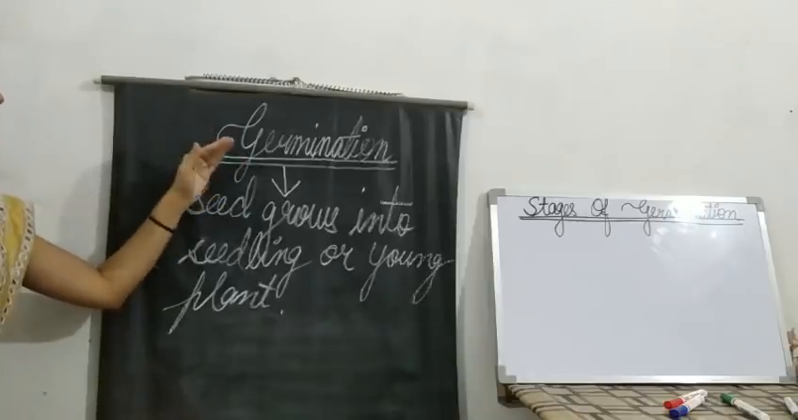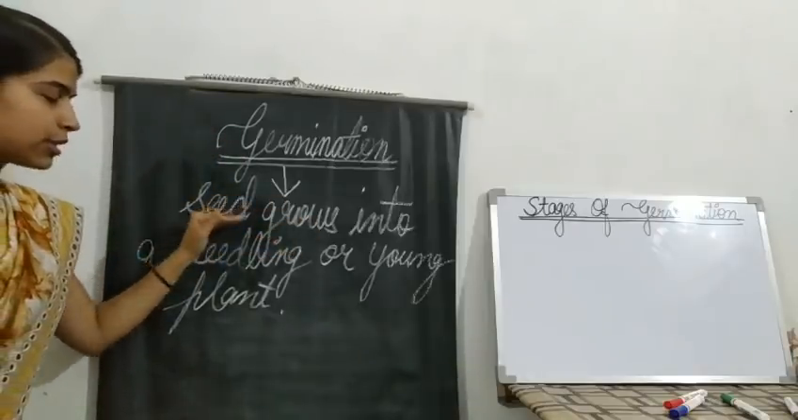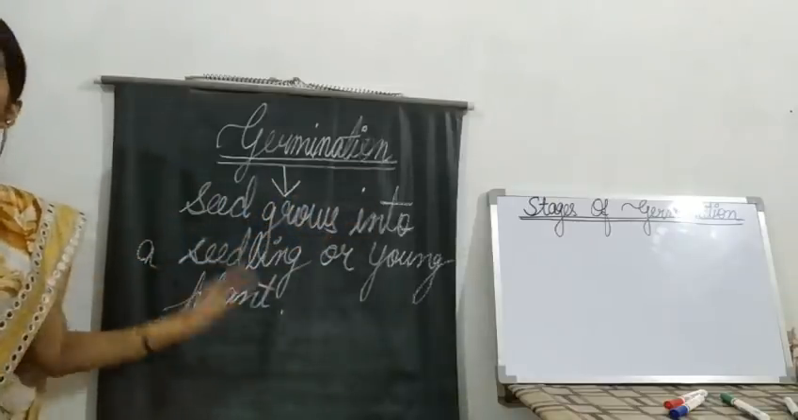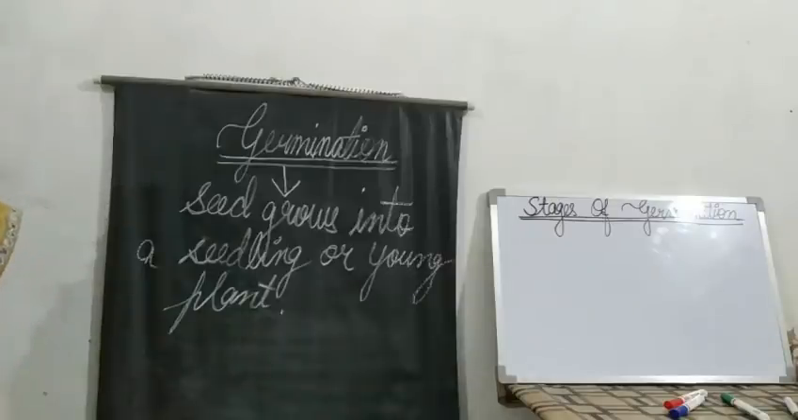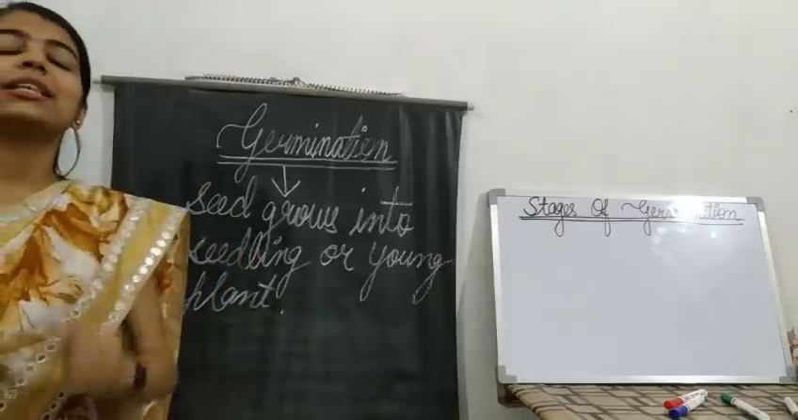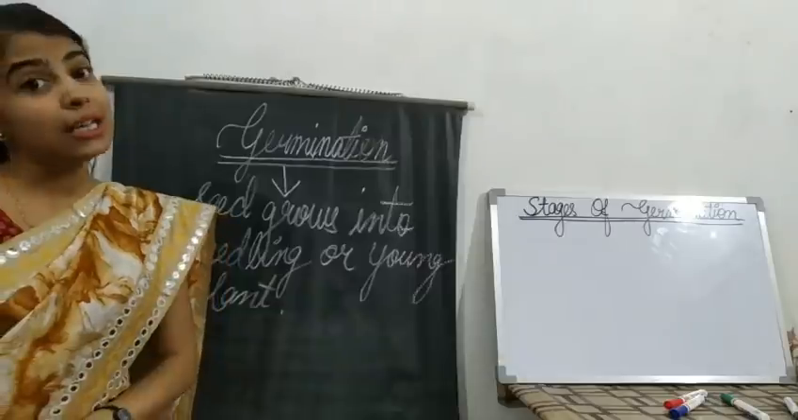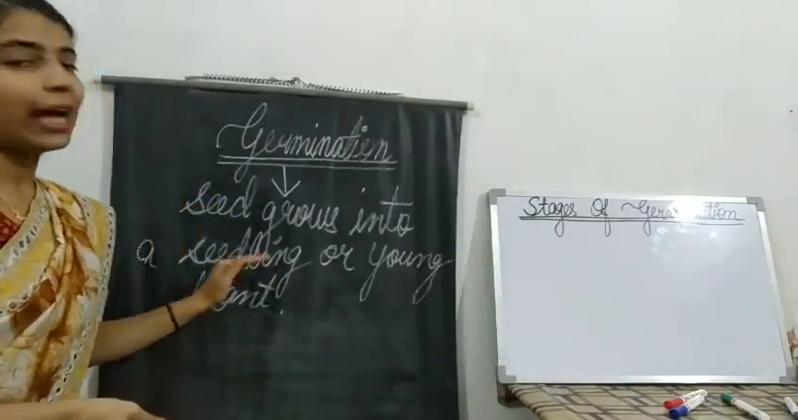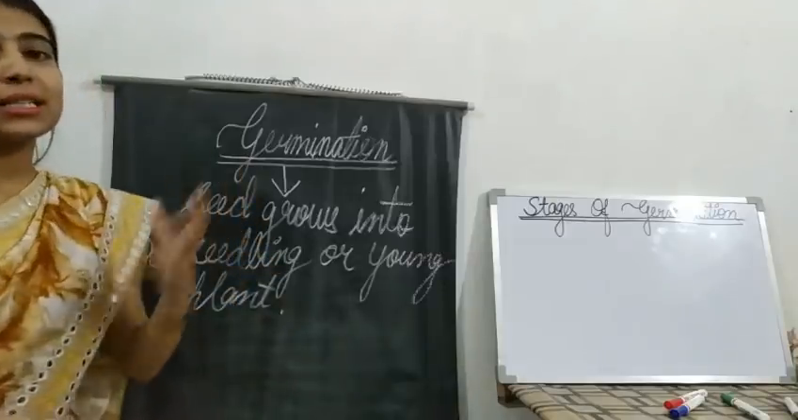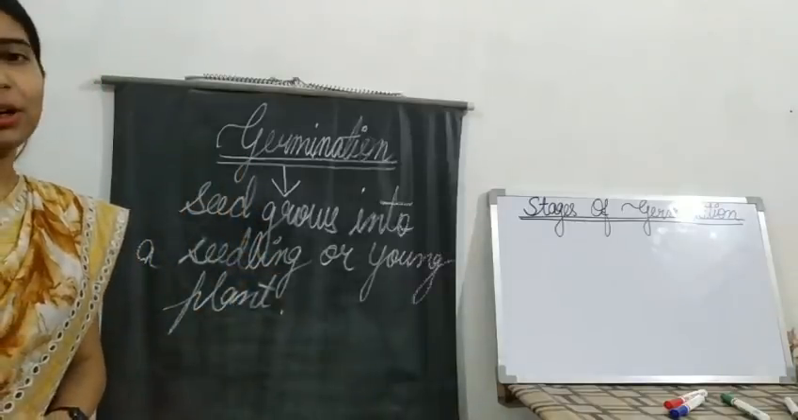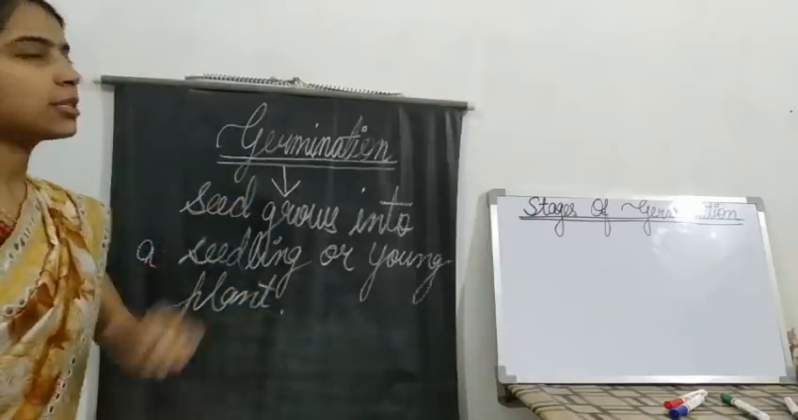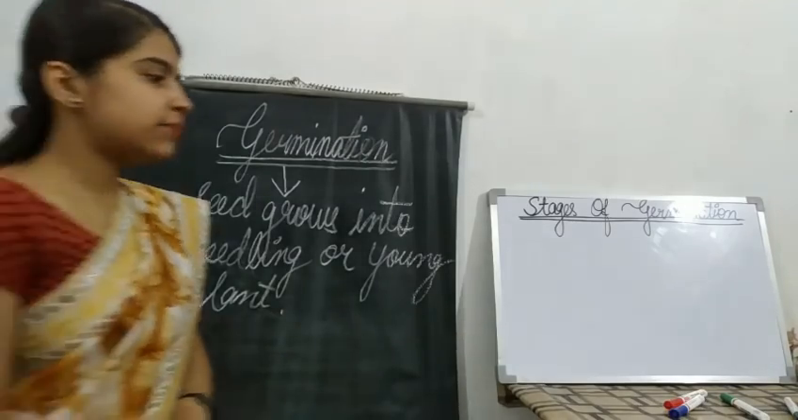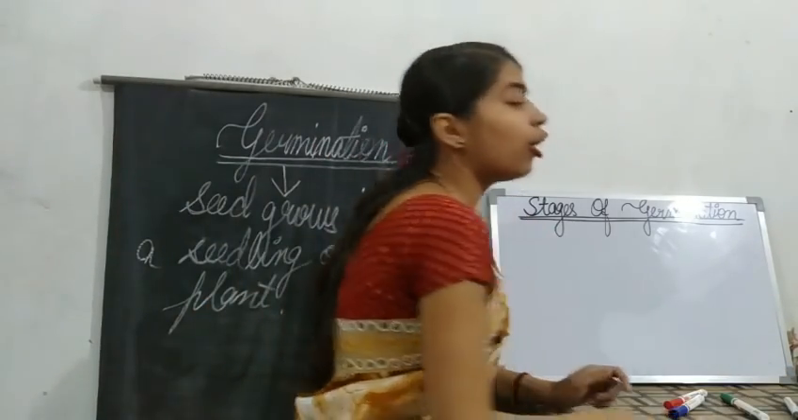This is the process in which a seed grows into a seedling or a young plant. That is called germination. What is a seedling? A seedling is the tiny shoot coming out from the seed, or the young plant that comes out from the seed. So when a seed starts developing into a young plant or a seedling, this process is termed as germination. Clear? Now, next we will learn the stages of germination.